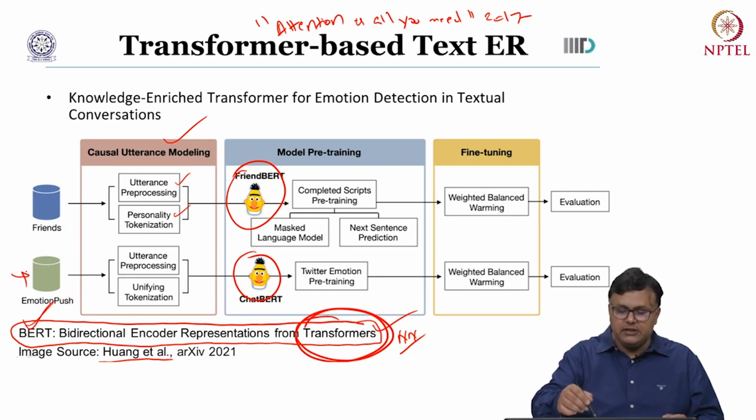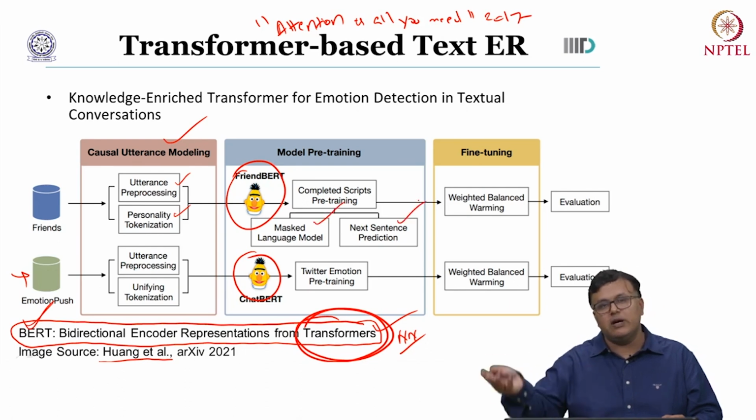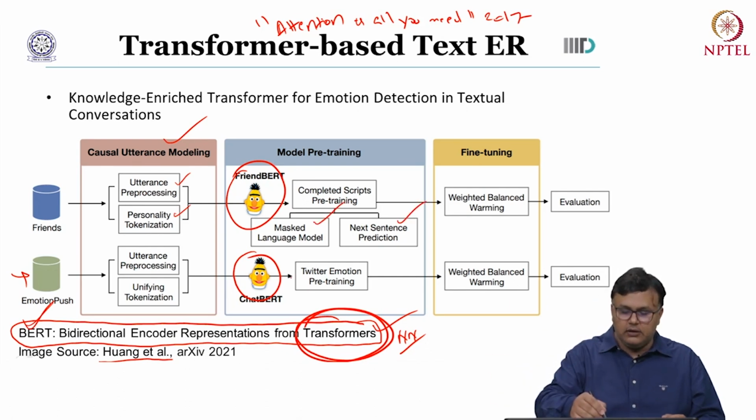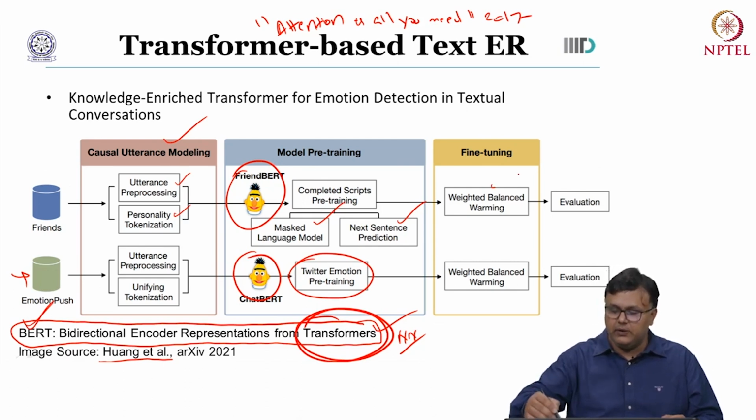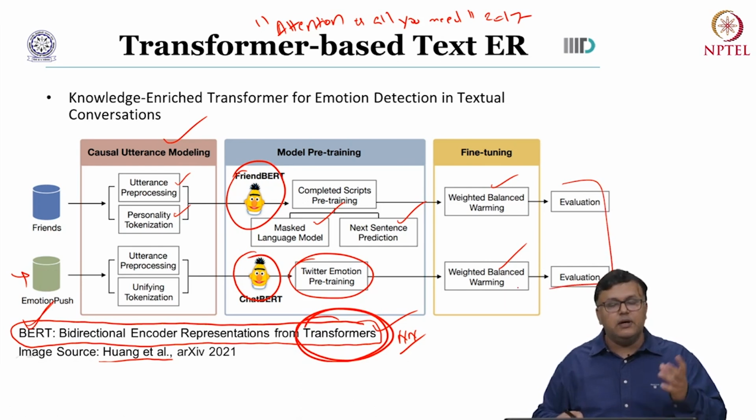The representation which they get, they are actually using that to do a pre-training on the input data, and they are using a masked language model and a next sentence prediction, what would come afterwards. And for the output coming from the chat BERT, they are using it for an emotion pre-training for the Twitter data. Later they do fine tuning and then they are doing the evaluation. So you can use these BERT based representations nowadays as well.